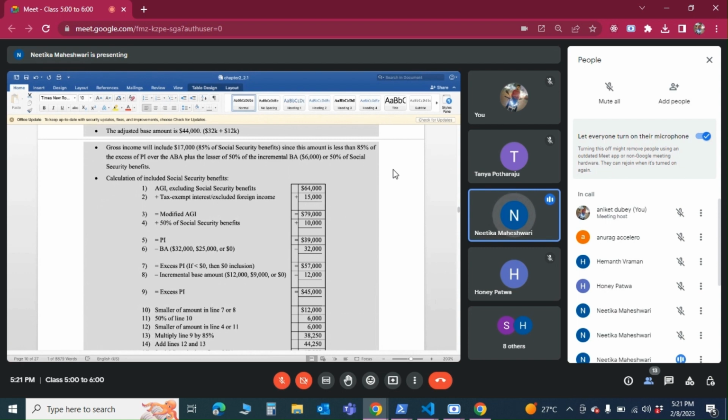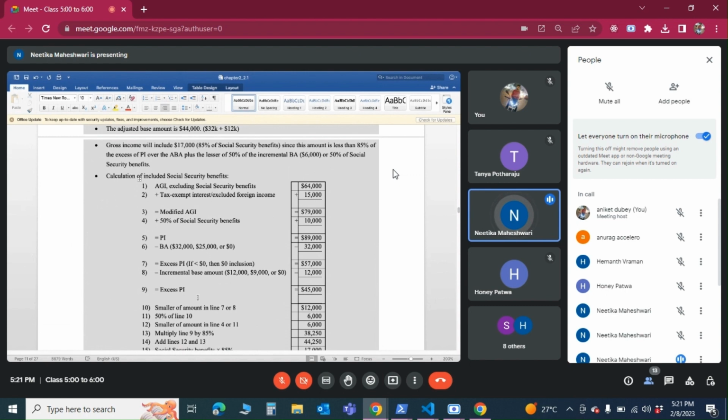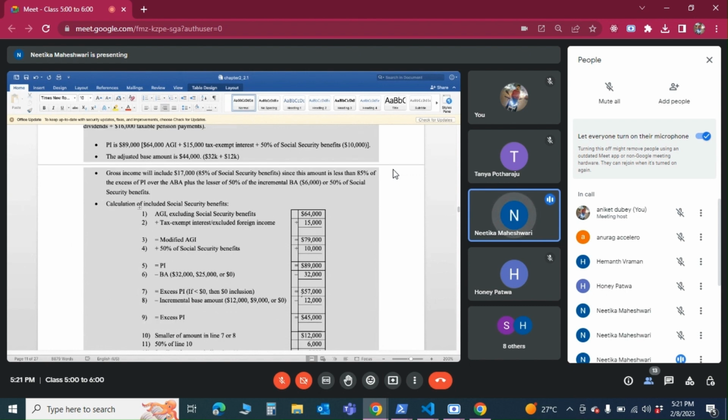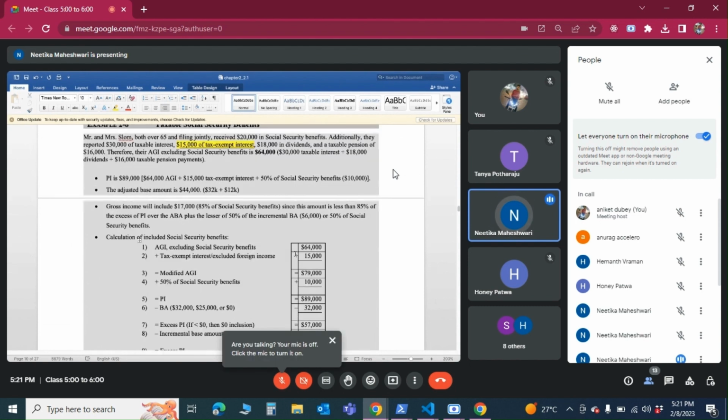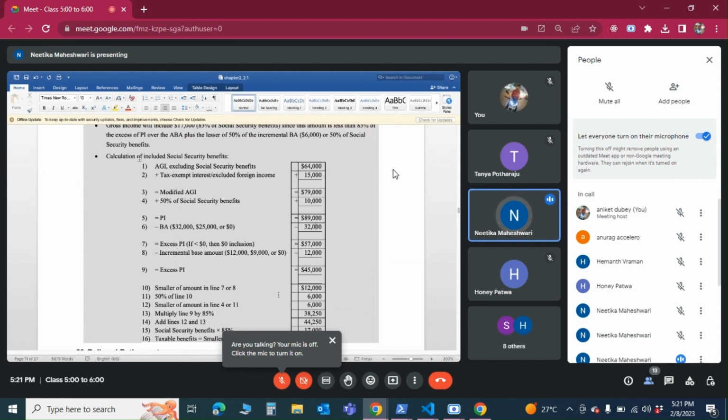So now here they have calculated PI. Base amount is 32. We saw that. So the excess of base amount over PI is 57,000. Then the excess of PI over ABA. Maybe you can compare these numbers, but the calculation is pretty simple here. We need to calculate this and see what category they're falling under. After doing all these things, they're coming to the same answer we got, like 17,000 is going to be taxable.